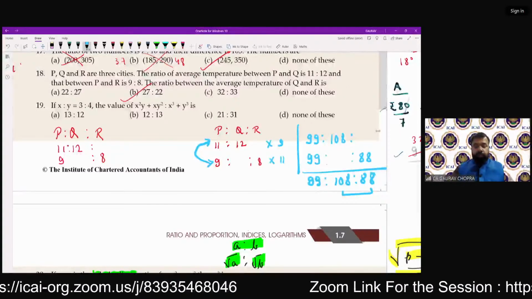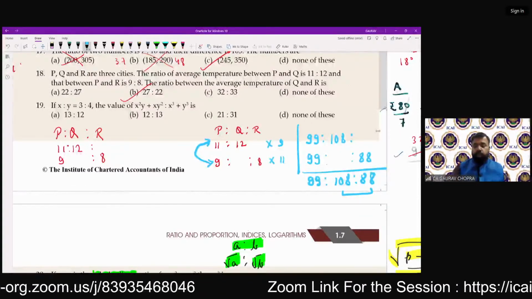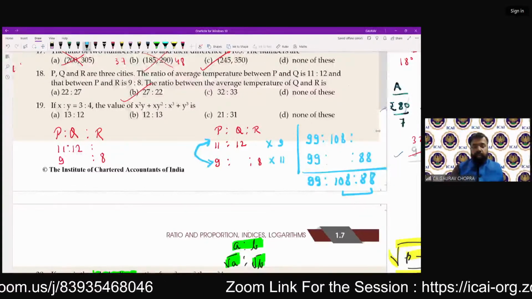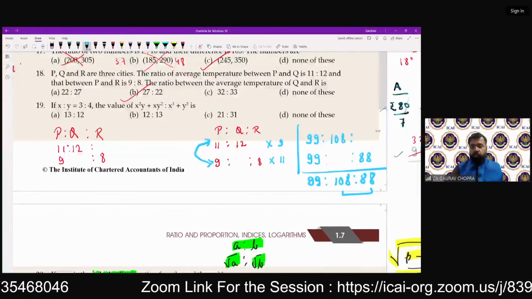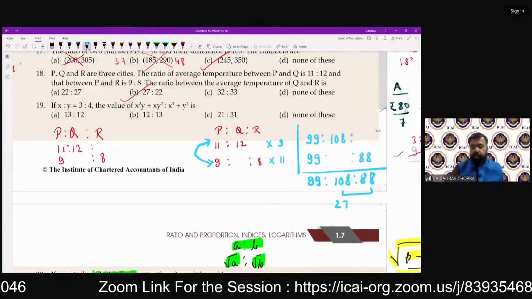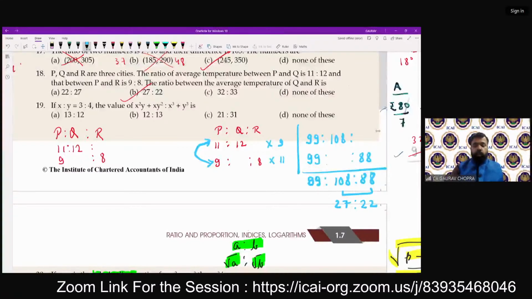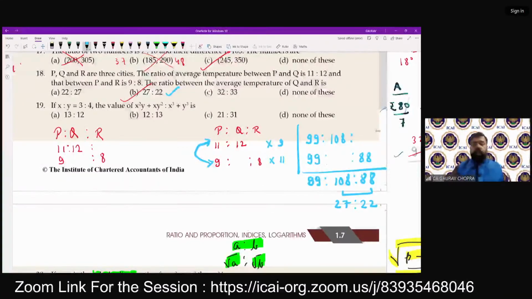So you can cancel them. Let's do some cancellation and get the result. Cancel with the help of 4. 27 ratio 22. So option number B is your answer.